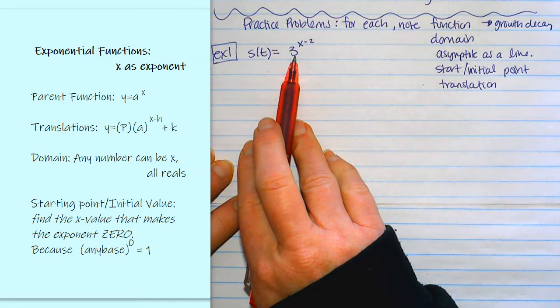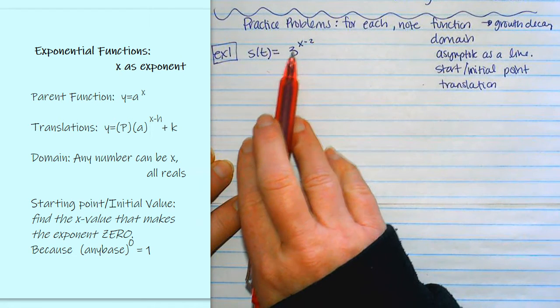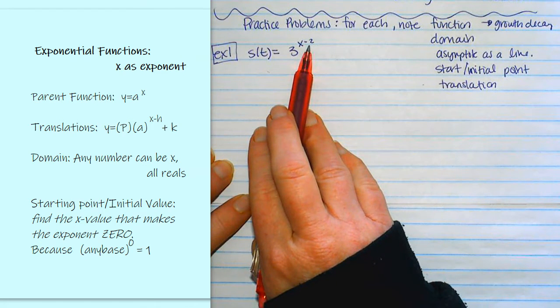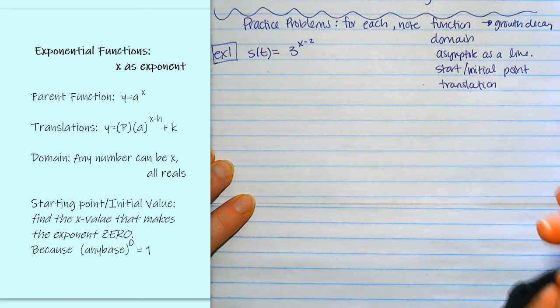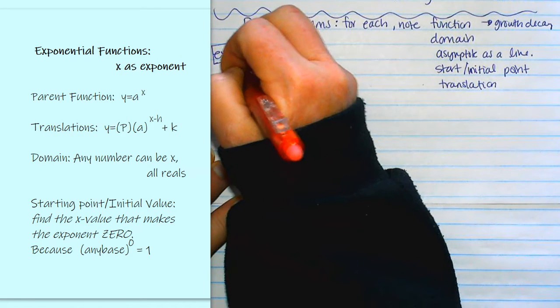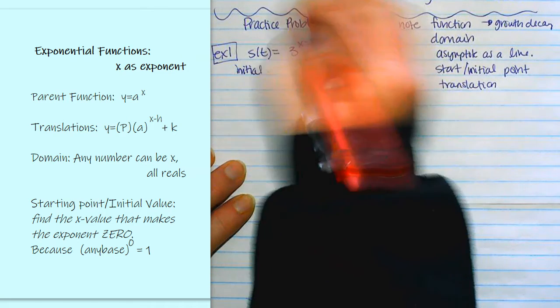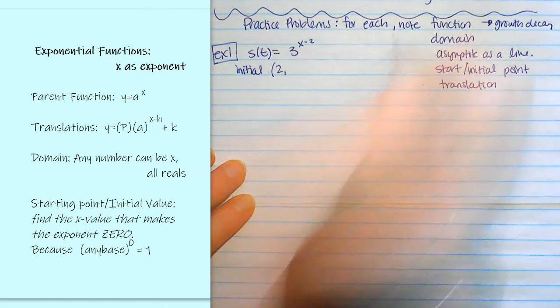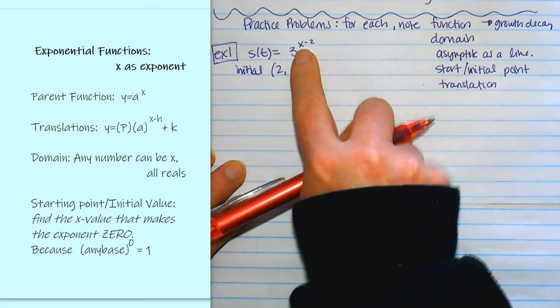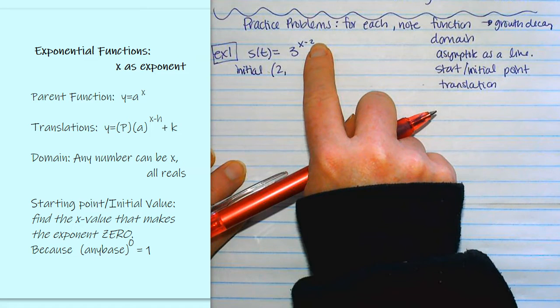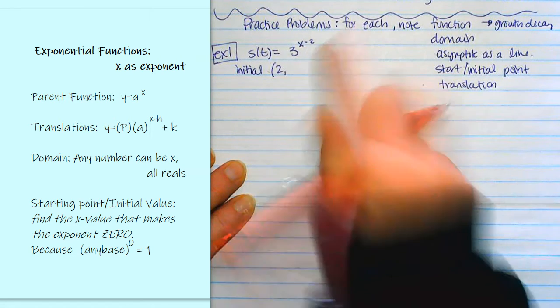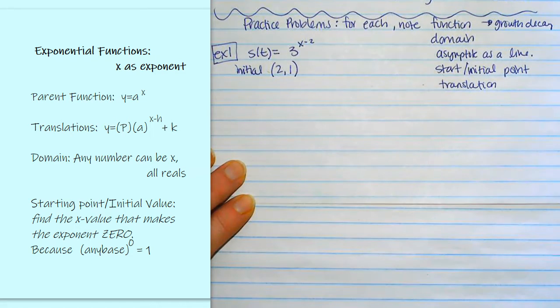First, we have 3 as our base. We have x minus 2 as the exponent. That means the initial value is going to be at positive 2 something. If I plug in 2 here, I have 2 minus 2, I have 0, which is my goal. 3 to the 0 is 1. My initial starting value is at 2, 1.